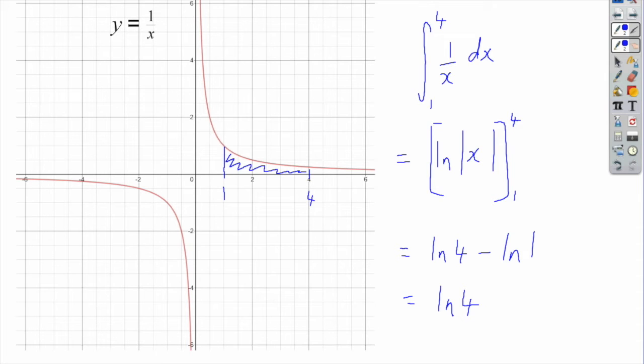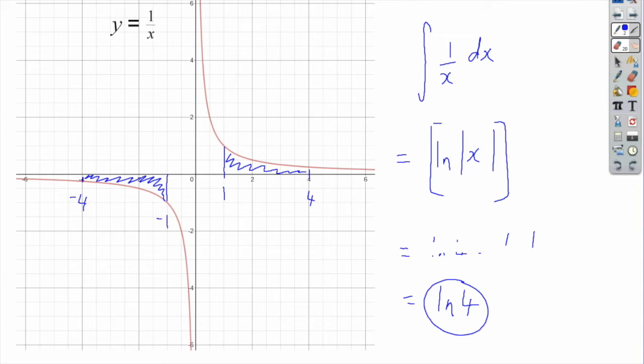Well, what happens if you want to find the area that's bounded between, this time, negative 4 and negative 1? We say it in that order because negative 4, of course, is the lowest number. I'm just going to shade that area in. I'm hoping you'd see that because of the symmetry of the graph, the answers are exactly the same. So we've got to surely end up with the same answer of a natural logarithm of 4. However, we need to change the limits in our working because we don't have 1 and 4 anymore. We've got negative 4 and negative 1.